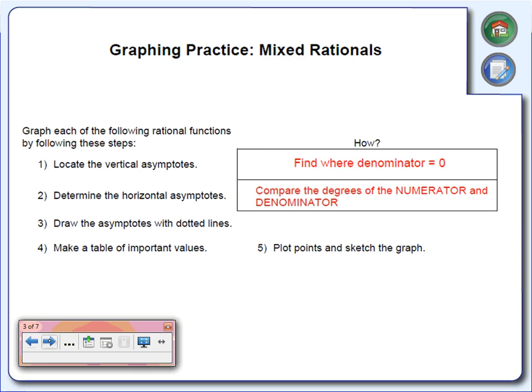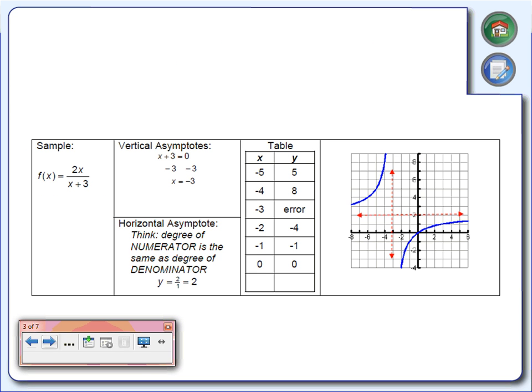So they got to start us off with an example here. As you can see, the first thing they did was get the vertical asymptote by taking the denominator, setting it equal to 0, and solving, which in this case is x equals -3. Then they found the horizontal asymptote by looking at the degree of the numerator and the denominator. Since they were the same, they took the leading coefficients and divided them. So 2 divided by 1 gives us a 2. They drew both of these lines. Here's the horizontal asymptote. Here's the vertical asymptote. Then they created a table of values to plot points and get our graph. So that's what we're going to be doing here today.